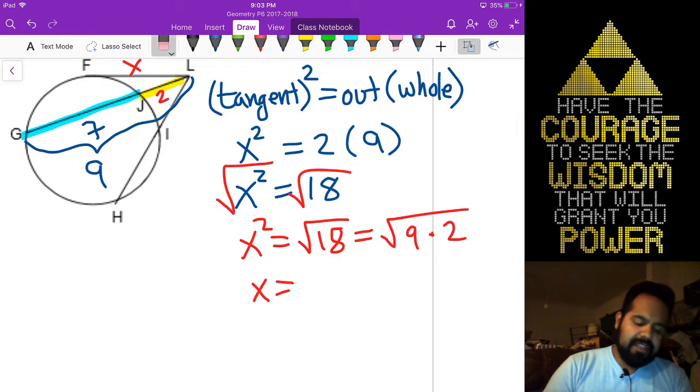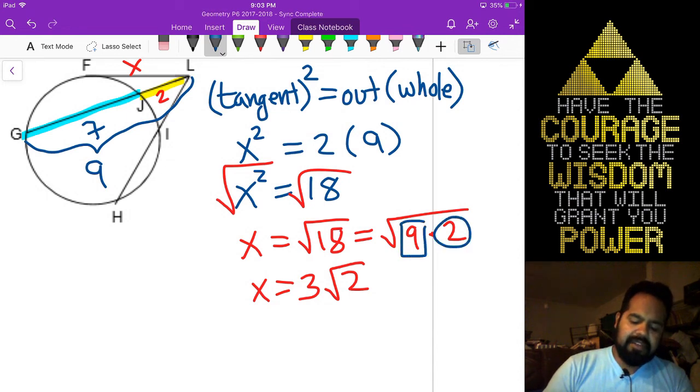Well, the square root of 9 is 3. Can't do anything with the 2. Leave it be. That's not a square. The kid's a square.